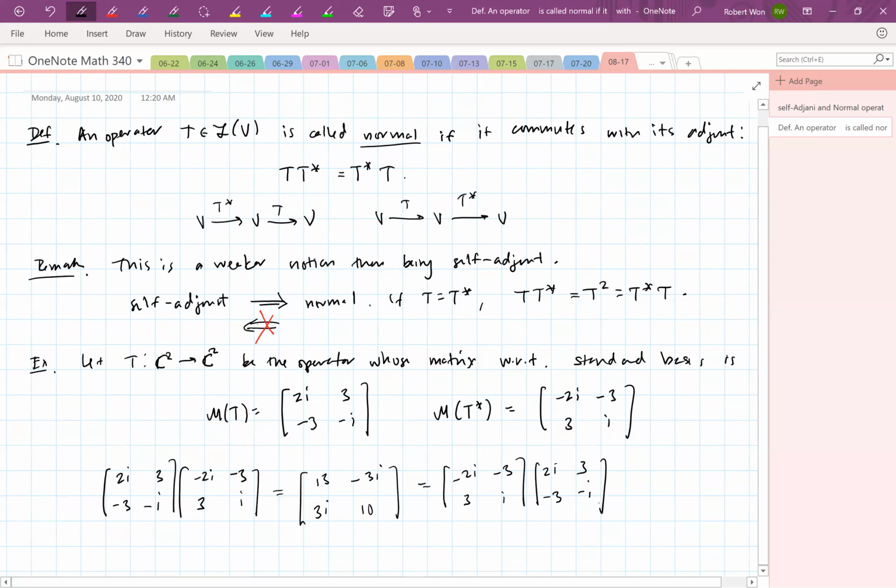You can check that you get the same matrix. So in other words, T and T star, their matrices commute. Therefore, the linear operators commute. And so T T star equals T star T. So T is normal, but not self-adjoint.